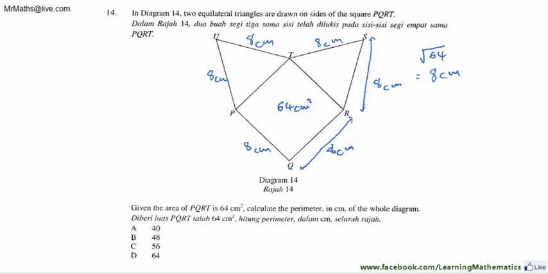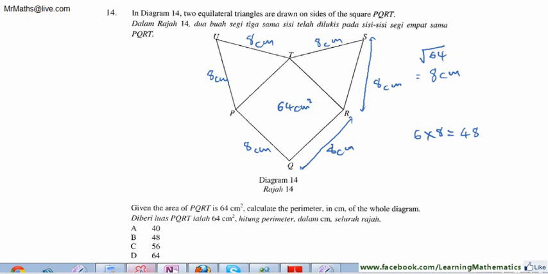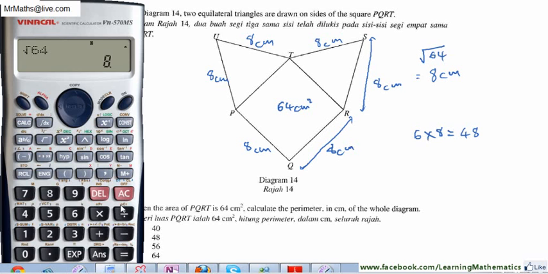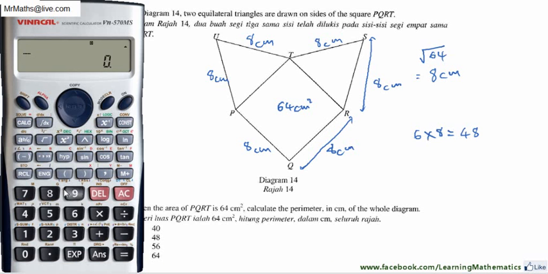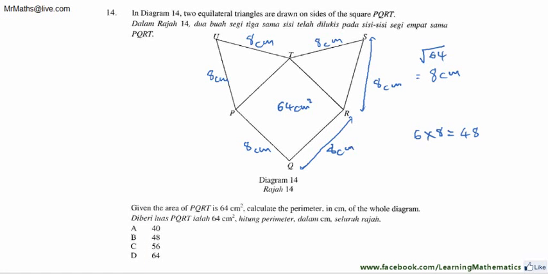How many edges are there? 1, 2, 3, 4, 5, 6, right? So the perimeter is 6 times 8, which is 48. If you are not sure, use your good old calculator. 8 times 6 is 48. There you go.